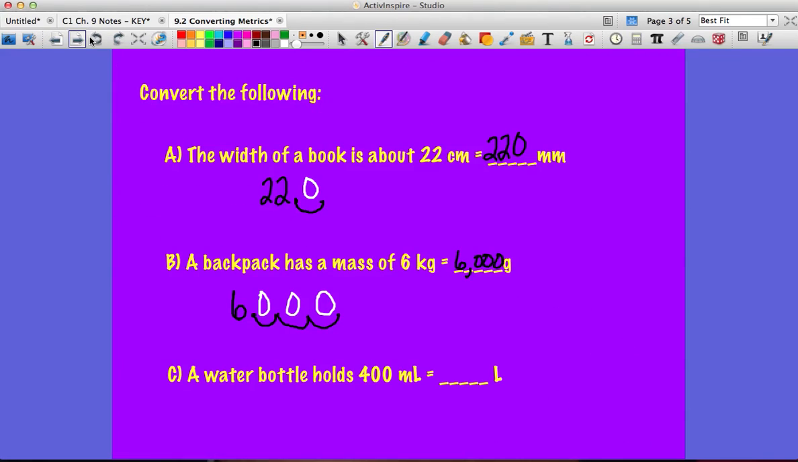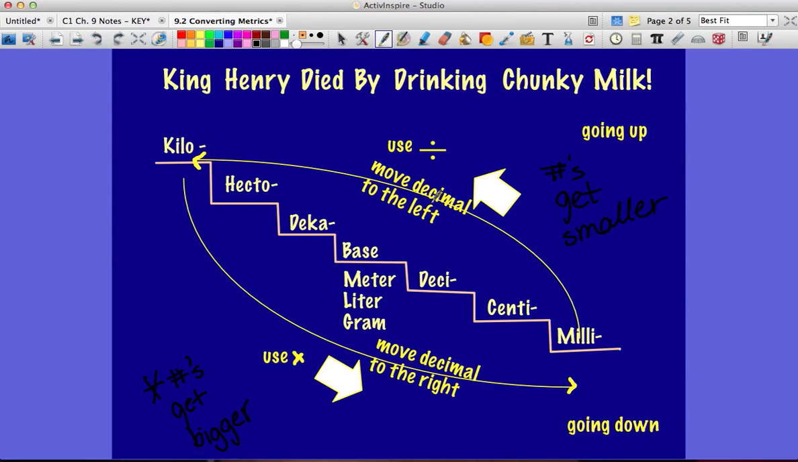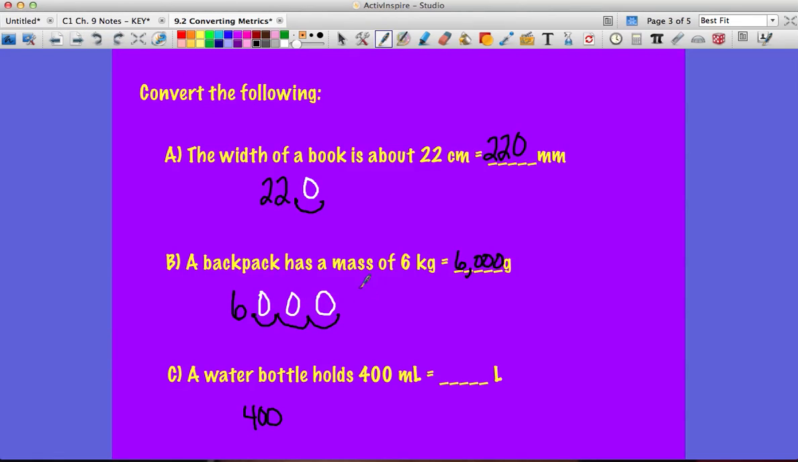All right, so the last one that we're going to try is with milliliters. A water bottle holds 400 milliliters, and I want to know how many liters that is. So again, I just write down my number first, and then I go back to my steps and I look. I'm going from milli to base, so I'm going up the stairs, so I know my number is going to get smaller, so I have to move my decimal to the left. And I have to move it 1, 2, 3 places to the left. So it always starts in the back, and I move it 1, 2, 3 places to the left.